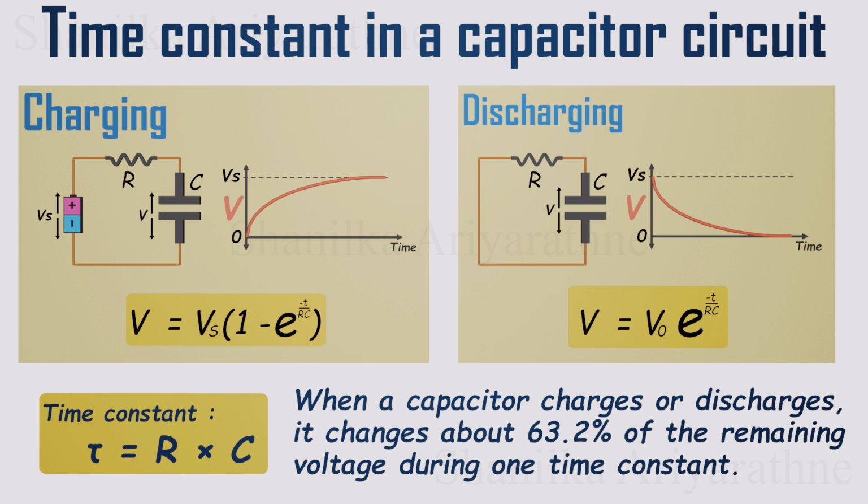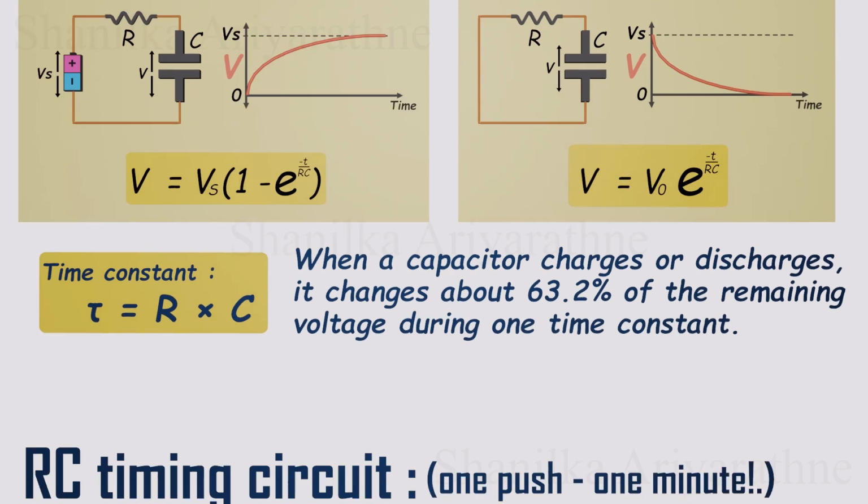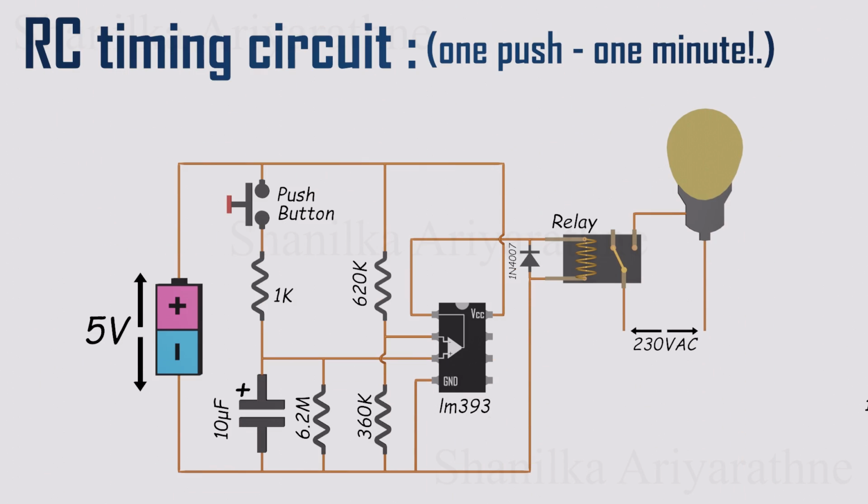I think now everything should be really clear. You know what the time constant is, what it means, and how to calculate it. At first, these ideas might seem a little complicated, but once you start working with them, it becomes much easier. Now, finally, let's look at a real circuit that uses the capacitor time constant in practice.